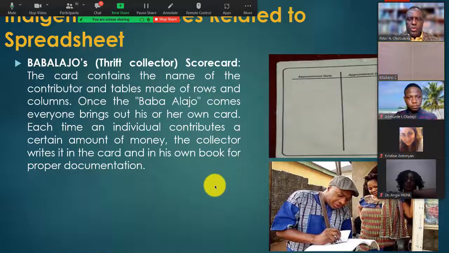We then decided to look at the cultural aspect of our life in Africa that can relate to spreadsheets. And we have this one, it's called Babalajo. Babalajo is somebody that you don't take your money to the bank, you give your money to Babalajo, who will record it in a kind of spreadsheet, some nice rows, and he doesn't make an error in entering the money that you contribute, and he comes back, you get a card, and you come back for proper documentation.